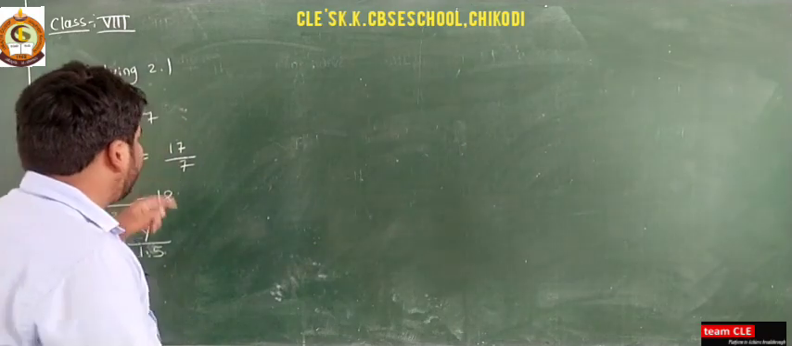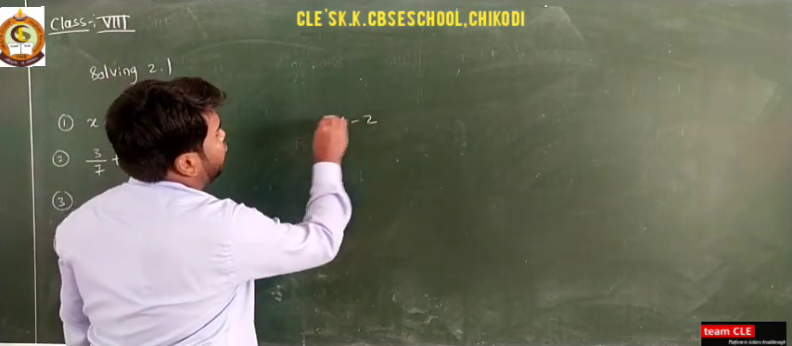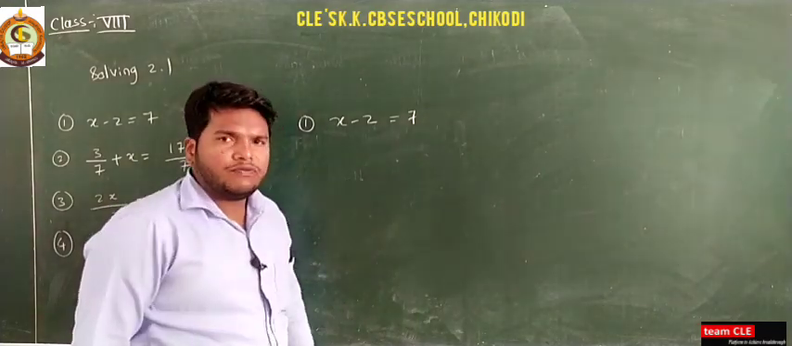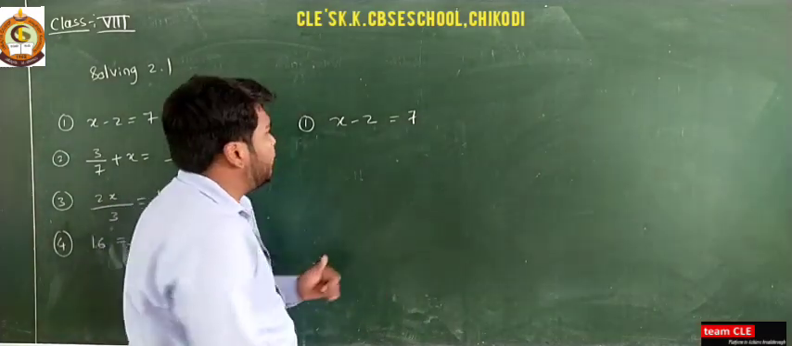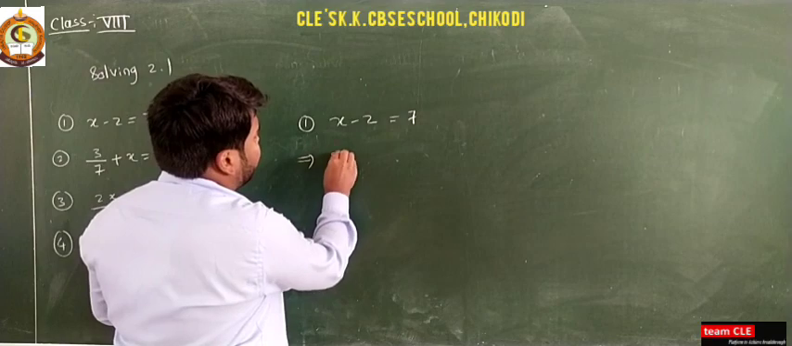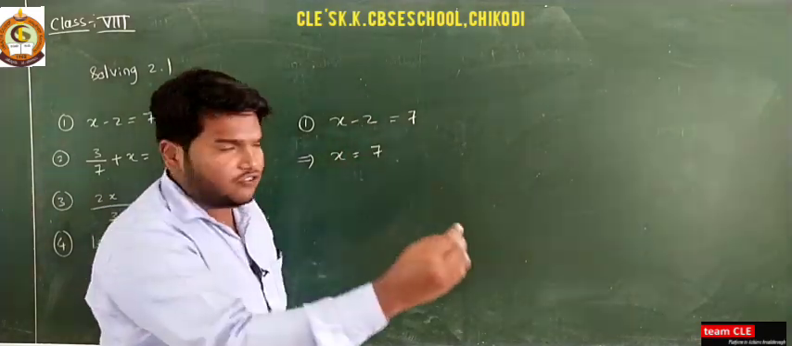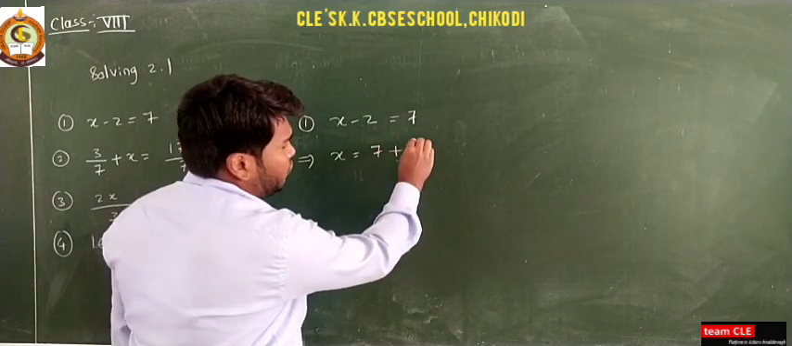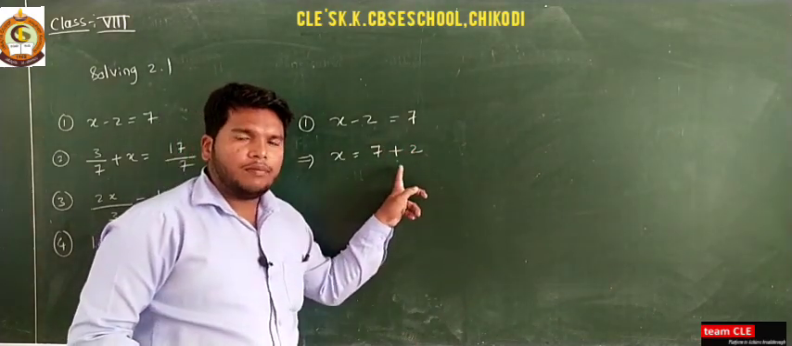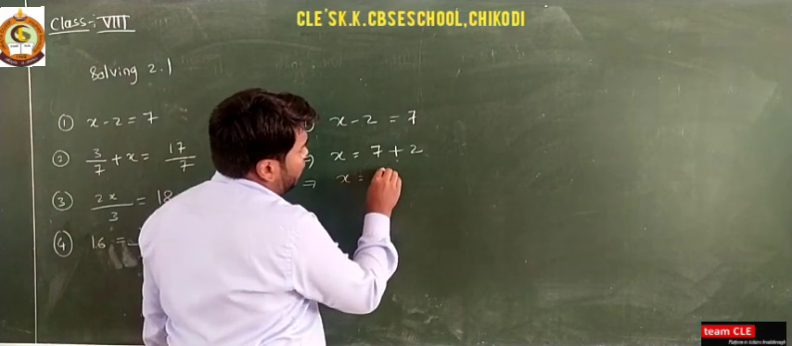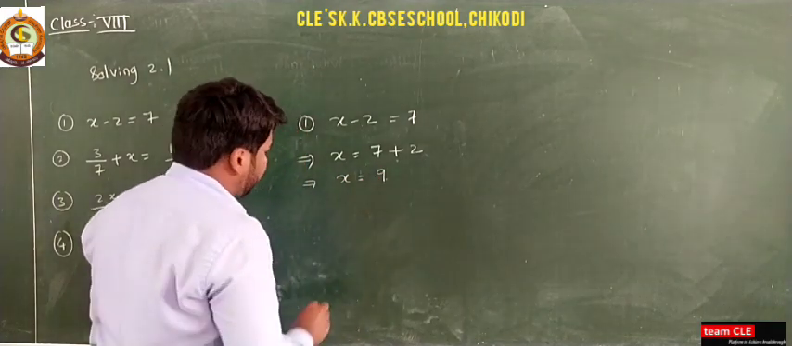Okay, so see here first one, it is x minus 2 which is equal to 7. Either you can use the first method or the second. I use the transpose method here. So x is equal to 7, and the minus 2 transposed to the RHS becomes plus 2. So this is 7 plus 2, which is equal to 9. That is x is equal to 9. Okay, so this is the first problem.